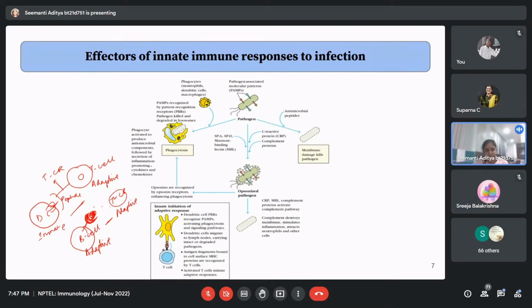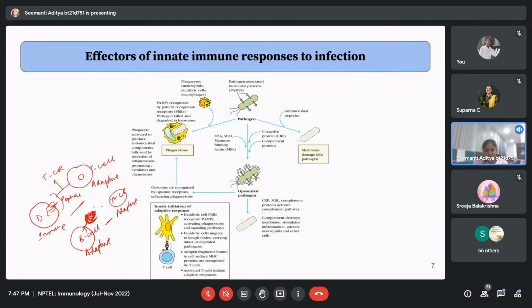It's not a backup. All these cells require each other. It is not like one cell will not work, so the other cell has to work. It is that all the cells have to work in a unified fashion so that the entire immune system works properly. Each of them needs to work as a team. So macrophages will also go and phagocytose the cells.